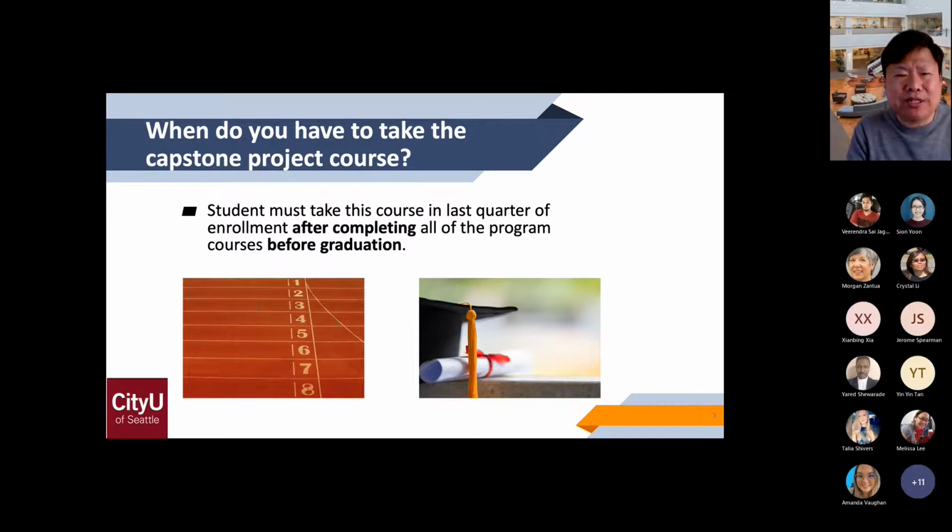When do you have to take the capstone project? Yes, before graduation. After you complete all of them, then you will take it in your last quarter. This is the finish line, okay? If you want to reach the finish line, then you have to take it. This is mandatory for all students who are taking a degree in STC.